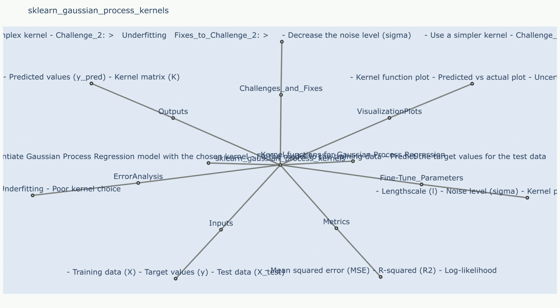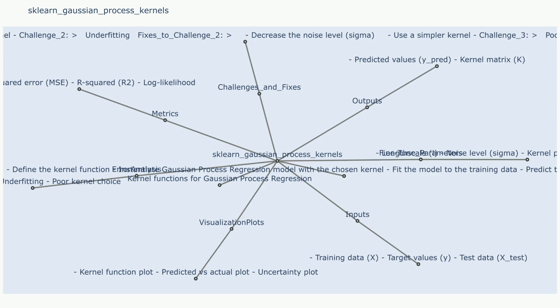Uncertainty methods: Predictive variance. This method uses the diagonal elements of the inverse kernel matrix to estimate the uncertainty in the predictions. It reflects the spread of the posterior distribution, indicating the confidence in the predictions. Confidence intervals. This method uses the predictive variance to calculate the confidence intervals around the predicted values. These intervals represent the range of likely values for the true output, reflecting the uncertainty in the predictions.